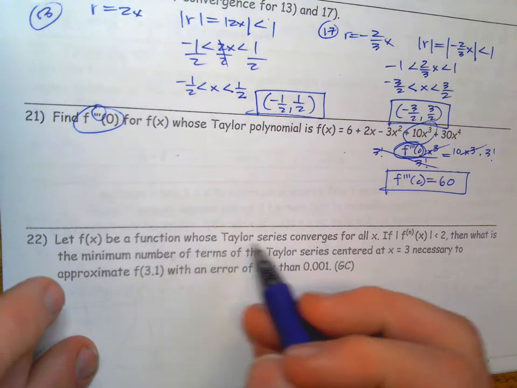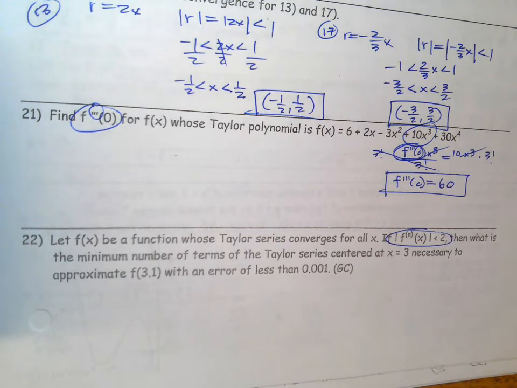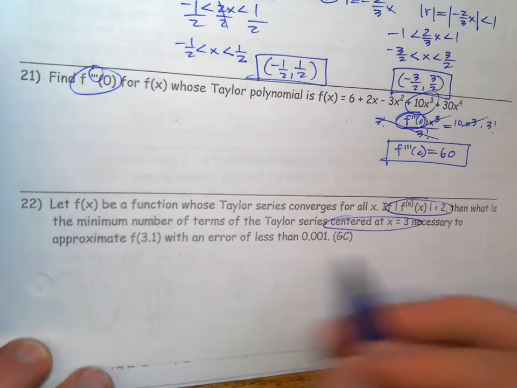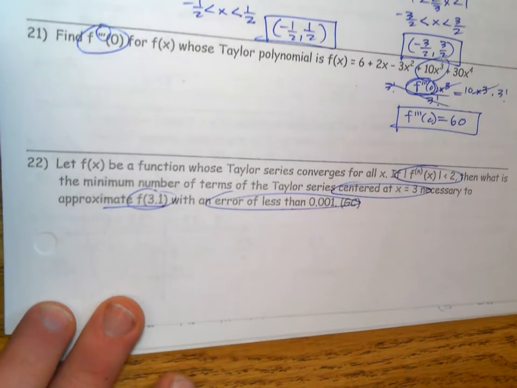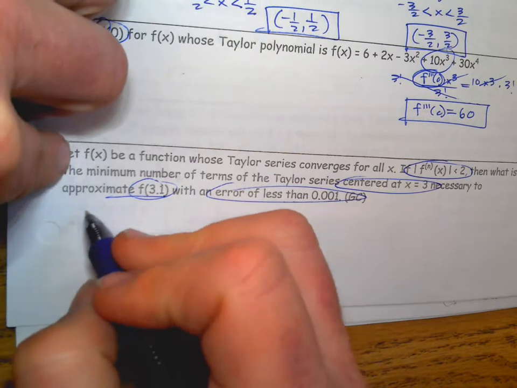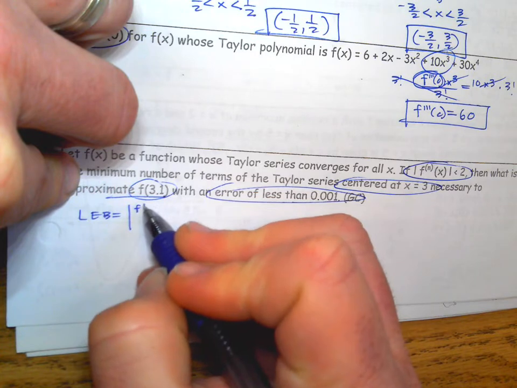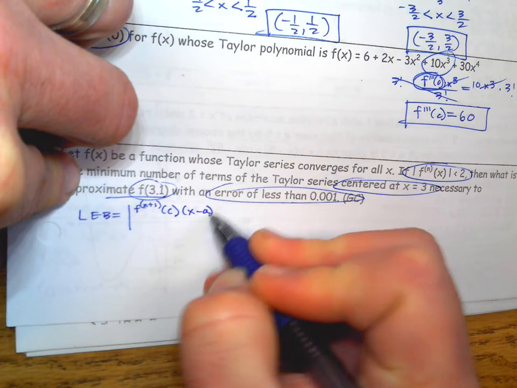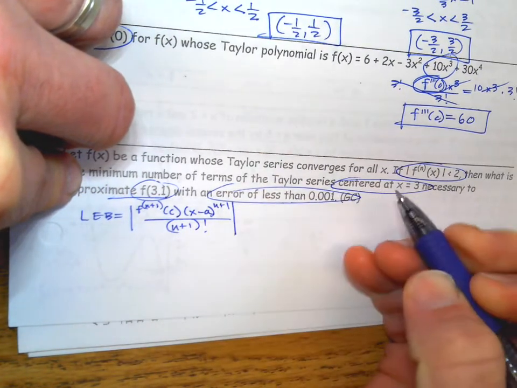Let f be a function whose series converges, and they're telling you that the nth derivative is always less than 2, no matter what. Centered at x equals 3, approximating 3.1, with an error of less than 0.001. So I'd like to use a calculator on this just to get the decimals, but this is Lagrange error bound. So L.E.B equals the n+1 derivative at some value c, times x minus a to the n+1 power over n+1 factorial. You should be able to write that down from memory.